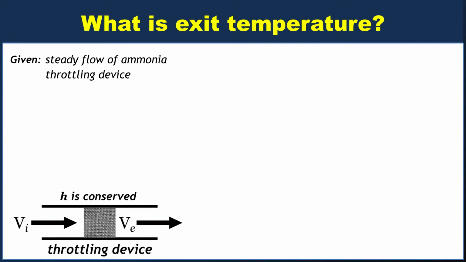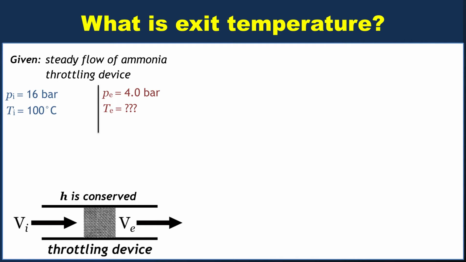It doesn't even have to be an object, it can be a physical constriction of the pipe that sometimes works under particular circumstances. Regardless, little h is conserved. That's the defining characteristic of a throttling device. So if we're given that the initial pressure is 16 bar, the initial temperature is 100 degrees C, and that the exit pressure is 4 bar, the exit temperature, well, we don't know, that's what we're trying to calculate.